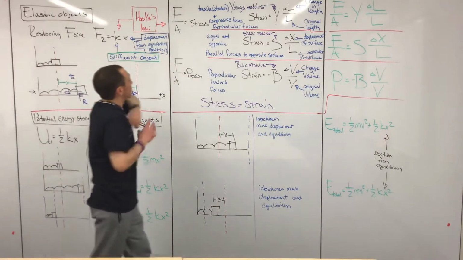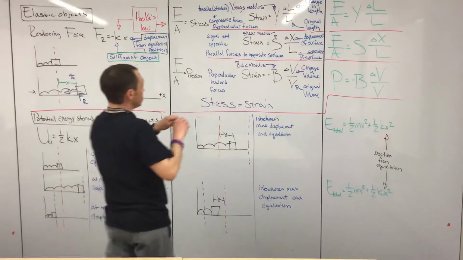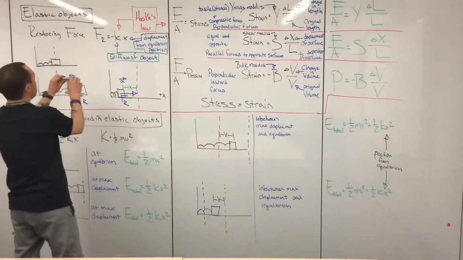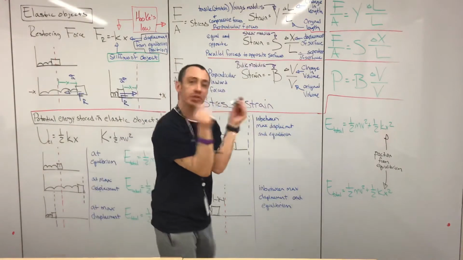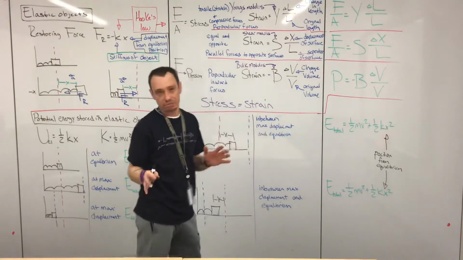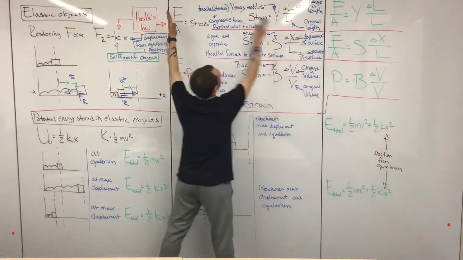All right, so with elastic objects, or any type of object, once you extend that object past its point of wanting to return to its original shape, we get something called deformation. And that's what this part over here is trying to describe.